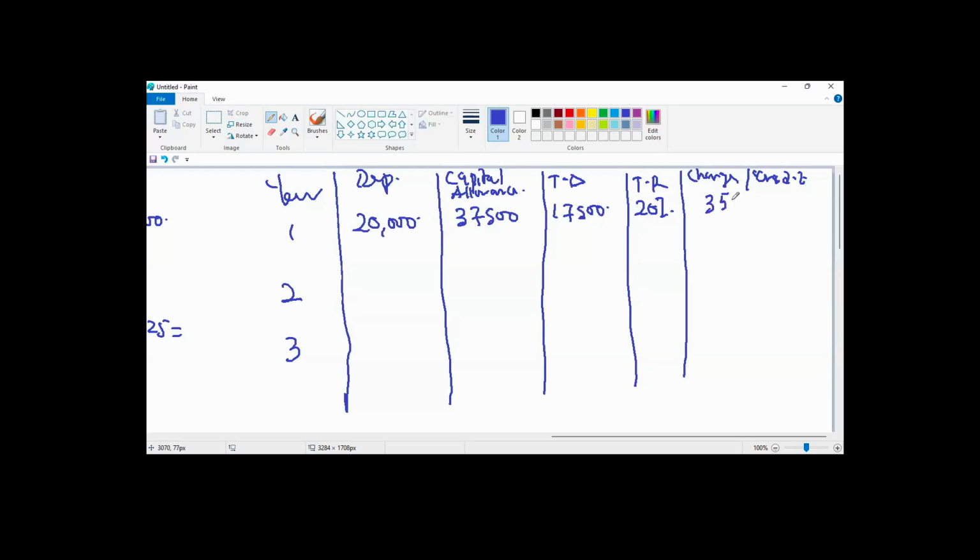Year 2, depreciation 20,000. Is it a charge or credit? We are still coming. What is the capital allowance in year 2? 28,125.